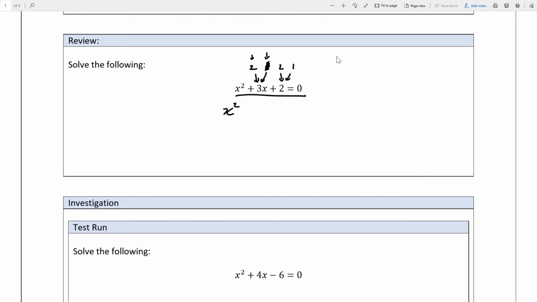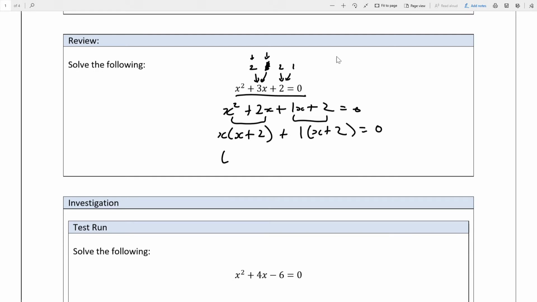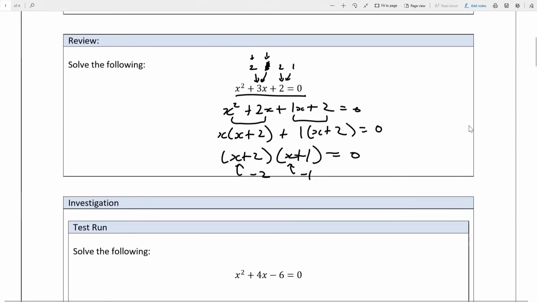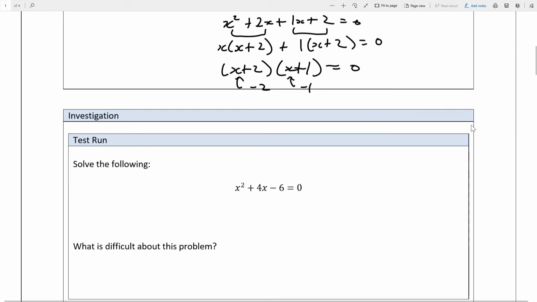So x squared plus, decomposing 3x, 2x plus 1x plus 2, and then we group the first two and group the second two, and we factor out something common between the first two terms. Nothing's really common, so we factor out a 1, and then we can factor out x plus 2 from both terms, and then we're left with x plus 1. So the answers are negative 2 and negative 1. If you put negative 2 for x, you get negative 2 plus 2, which is 0. 0 times any number is 0, so that works. And negative 1 works as well. So the answer is x is equal to negative 2 and negative 1.